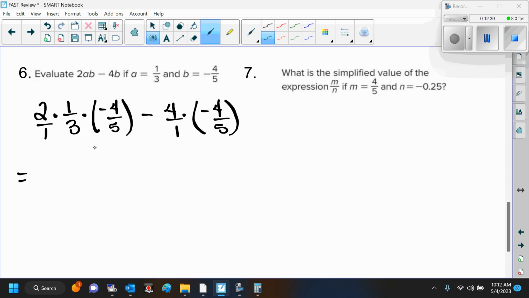So 2 times 1 times 4 is 8, over 1 times 3 times 5 is 15. And is that going to be positive or negative? Right, because there's only one negative there, so this is going to be negative. Minus 4 times 4 is 16, over 1 times 5 is 5. And is that one going to be positive or negative? That's going to be negative. Very good.